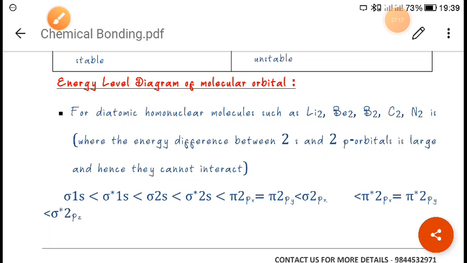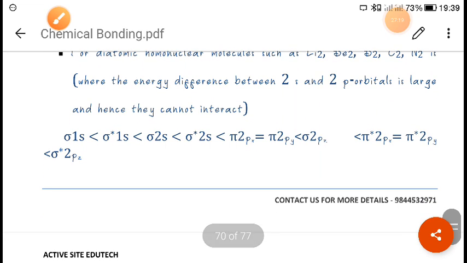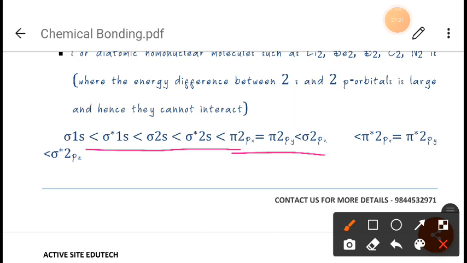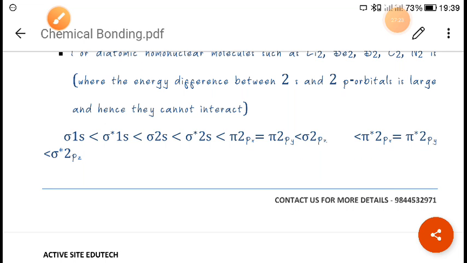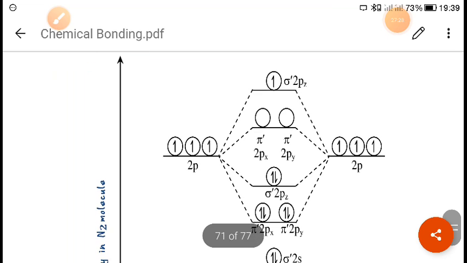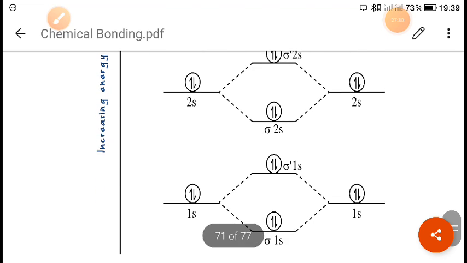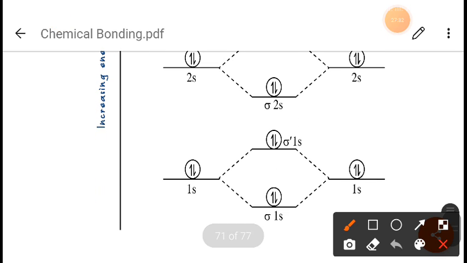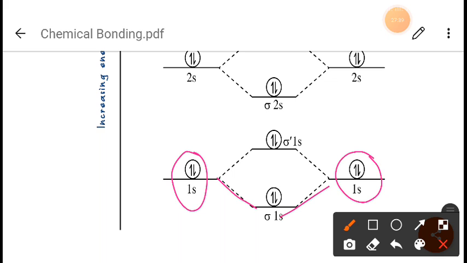So in that case, the energy sequence will follow this order, as you can see, as I have already written. For the N2 molecular orbital diagram, when the two atomic orbitals come closer to each other, they will form two types of orbitals: either a bonding molecular orbital or an anti-bonding molecular orbital. The bonding molecular orbital will have a lower energy than the anti-bonding molecular orbital, as you can see.